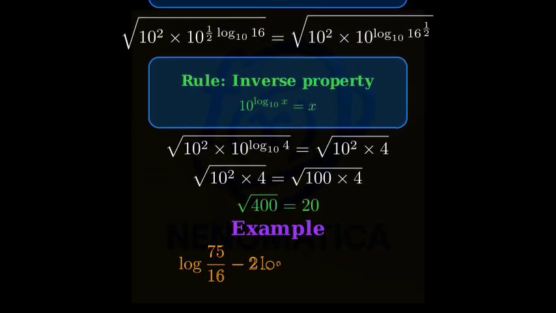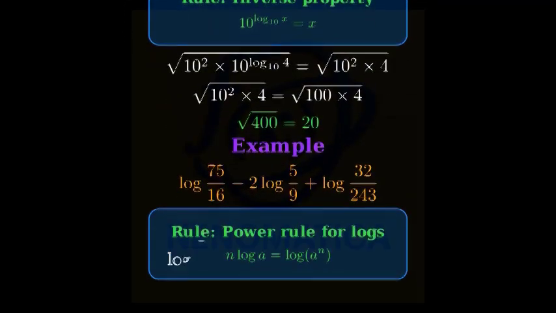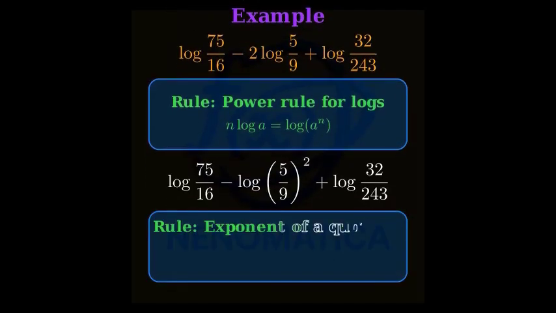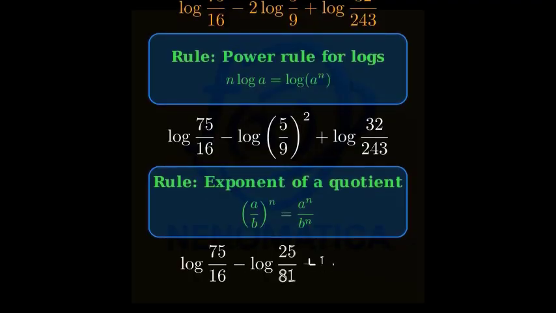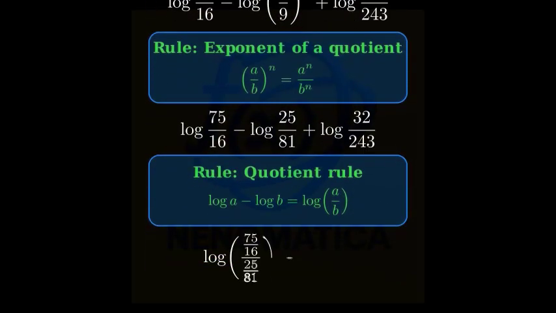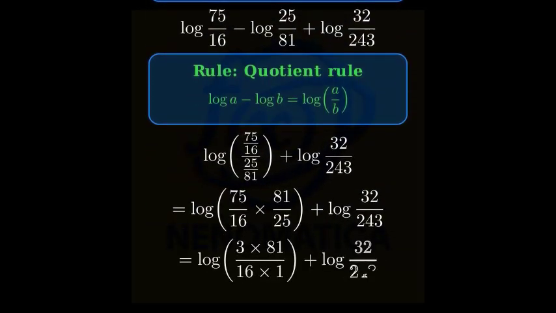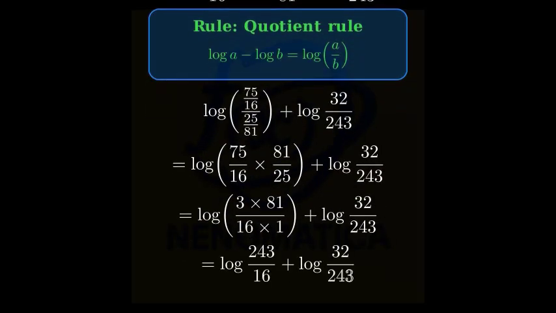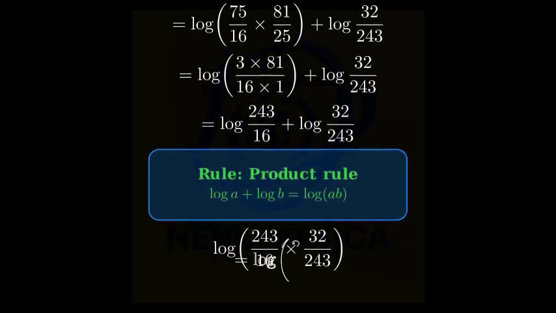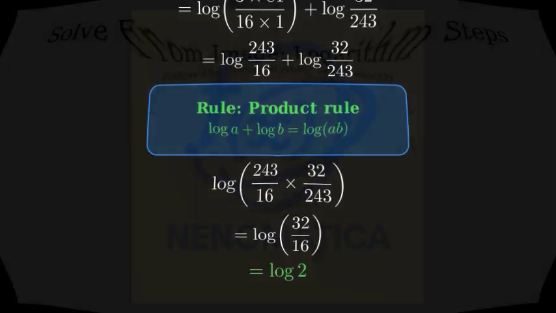Example. Now we work through the logarithm expression. Step 1. Use the power rule to move the coefficient inside as an exponent. Step 2. Square the fraction to get 25 over 81. Step 3. Combine the first two terms using the quotient rule for logarithms. Step 4. Now use the product rule to combine the remaining 2 logs into 1 log. Step 5. Simplify the fraction to 2, and we are done.